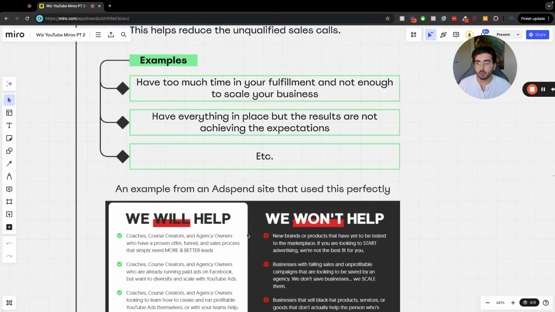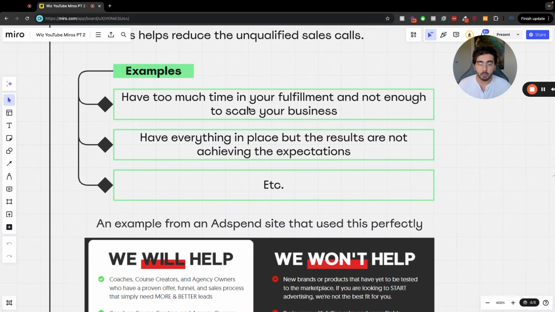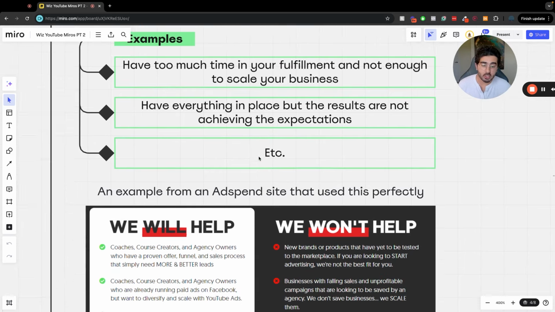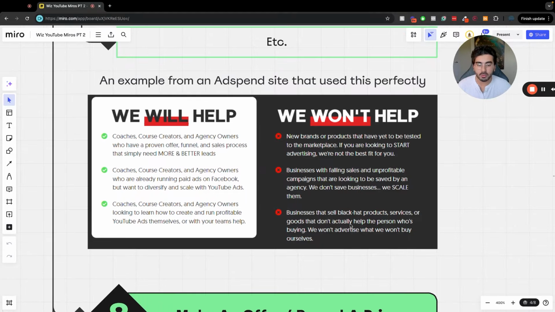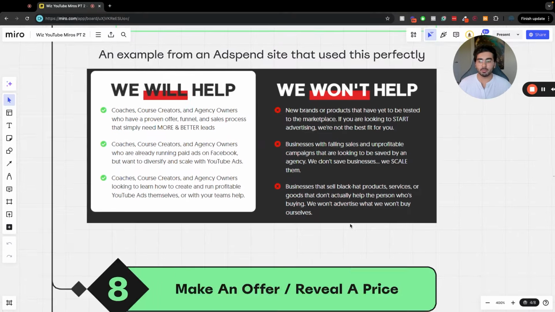So I have examples for you. Have too much time in your fulfillment and not enough time to scale your business. Have everything in place, but the results are not achievable. An example from someone's site, adspend.com, is what we will help with, what we won't help with. And he's literally unqualifying people who are not going to be a good match to actually work with him. And he doesn't want to waste his time with BS book calls.